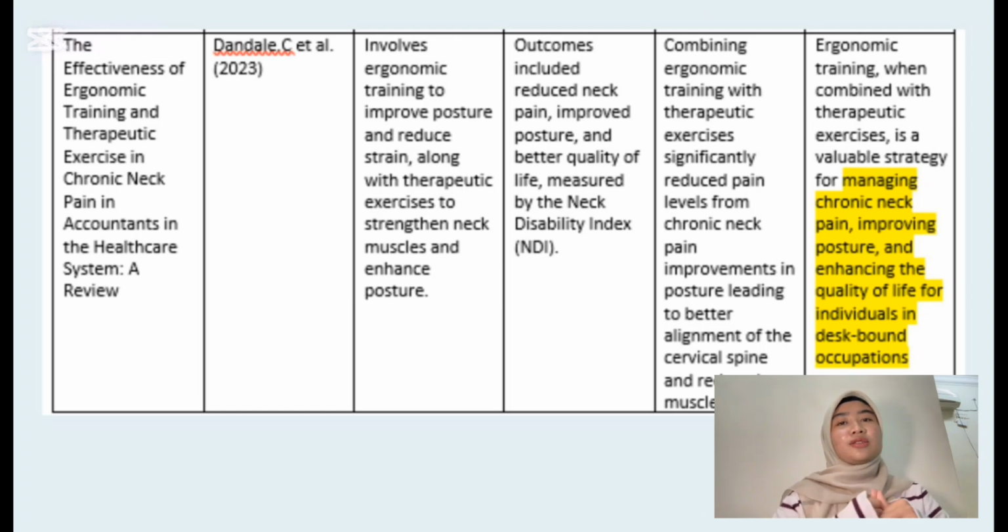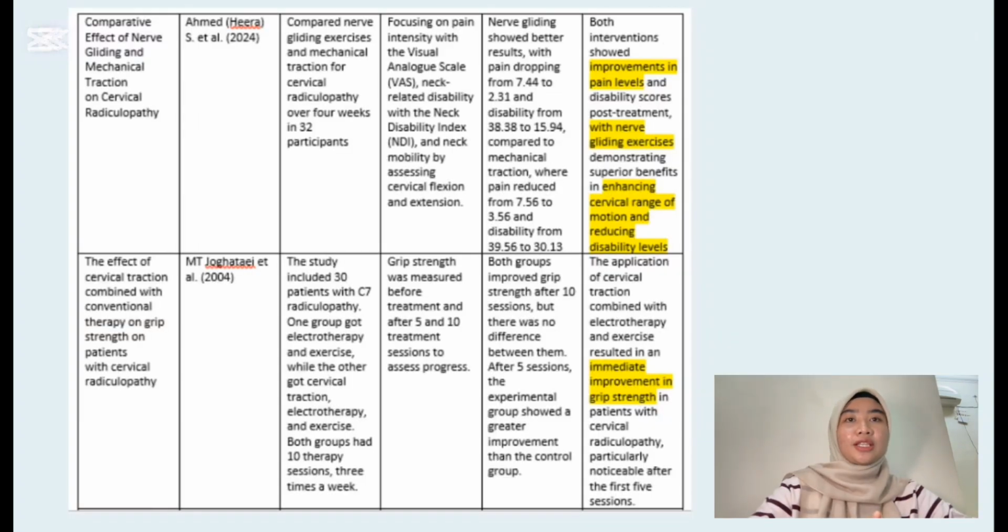The results show that the combination of ergonomic training and therapeutic exercise led to reduced neck pain and improved posture among participants. Lastly, we have research by Jogati and team. Patients who received cervical traction along with conventional therapy showed improvement in grip strength.